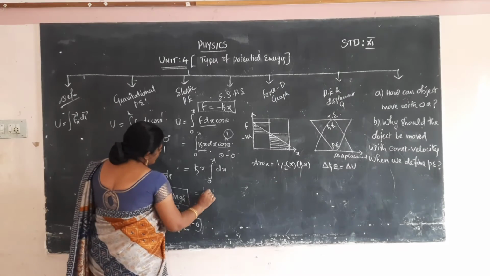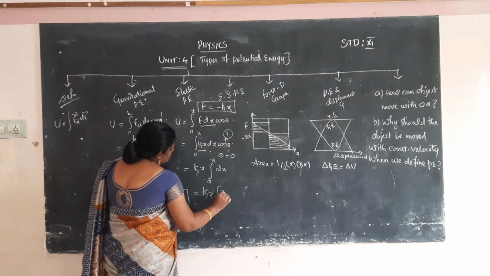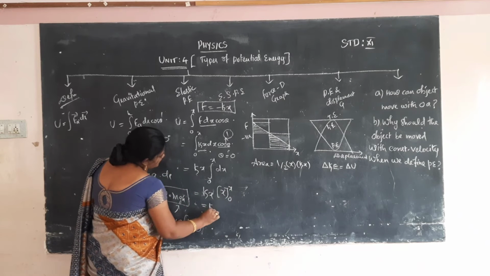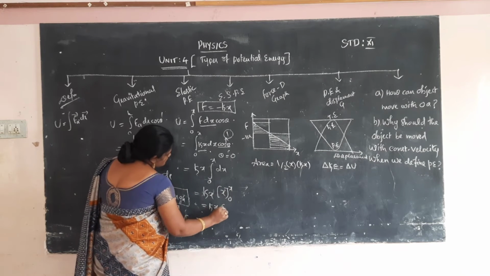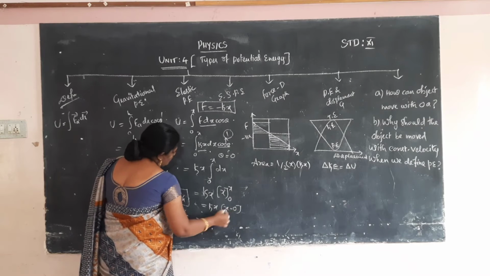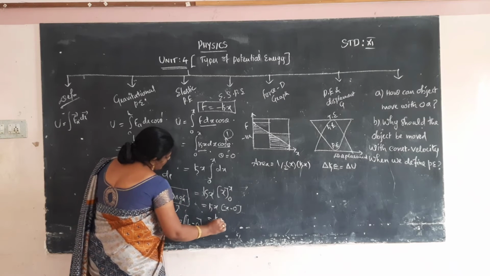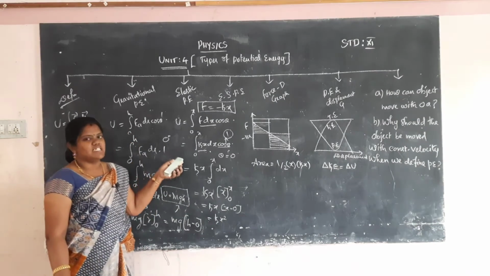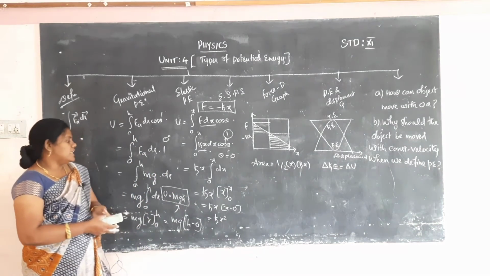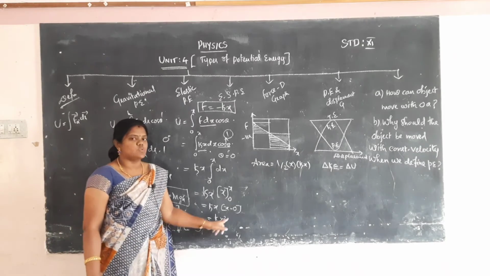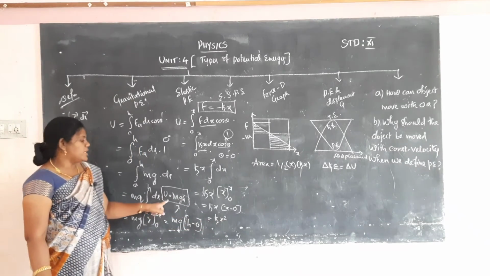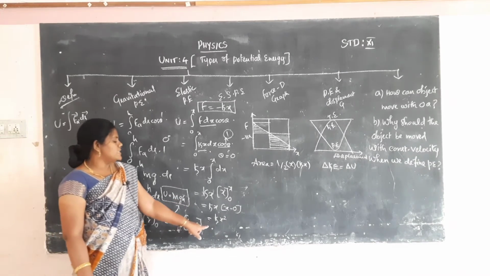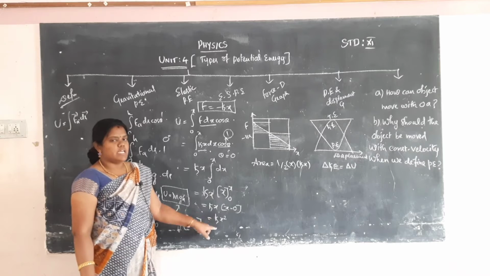So k and x, we apply the limits 0 to x. So k into x into x, x minus 0 is automatically x only. So kx square. This is the elastic potential energy formula. Elastic potential energy is equal to kx square. This is gravitational potential energy, U is equal to m into g into h. This is elastic potential energy, U is equal to k into x square.